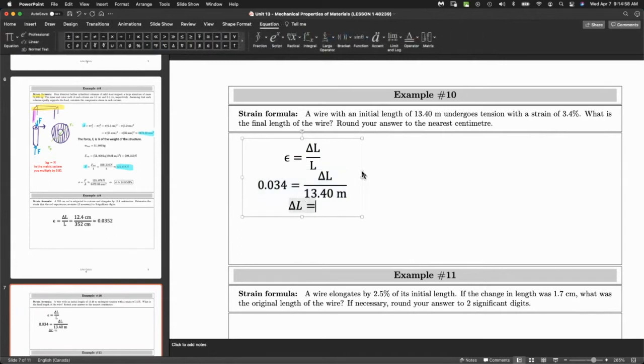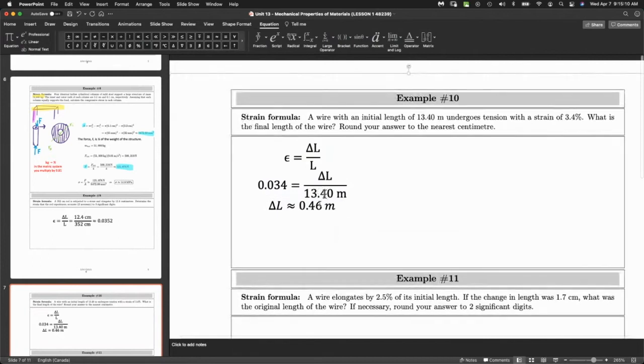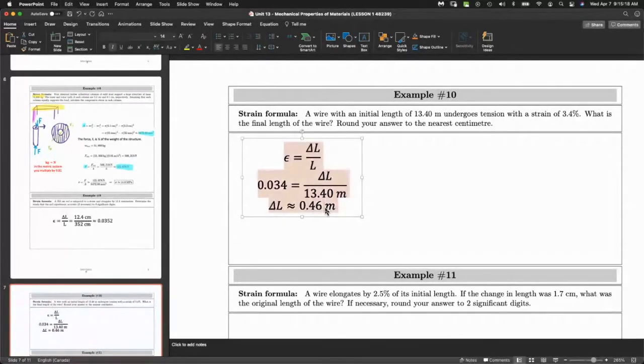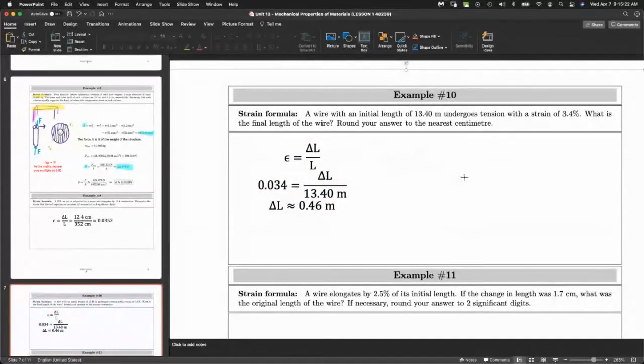You're very welcome. So just cross multiply that stuff, and you're going to get 0.46 meters. I rounded it as such because the question says the nearest centimeter. So this is not centimeters, but you can see that 0.46 meters is rounded to the nearest centimeter because it's to the 100th of a meter. Now that we're there, we're good to go.